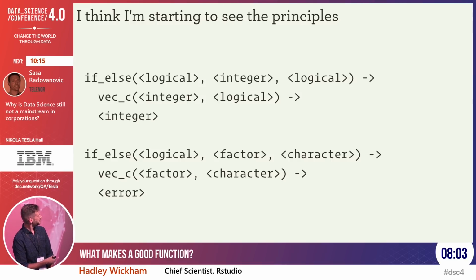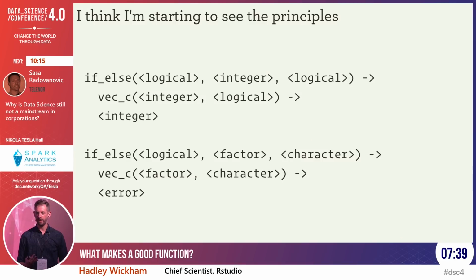So in this case, if you use if_else and you want to have integers and logicals mixed into the output, then we can just apply these usual, simple rules for atomic vectors. When we combine an integer and a logical together, we get an integer. What happens if you combine a factor and a character together? Well, currently that gives you an error.